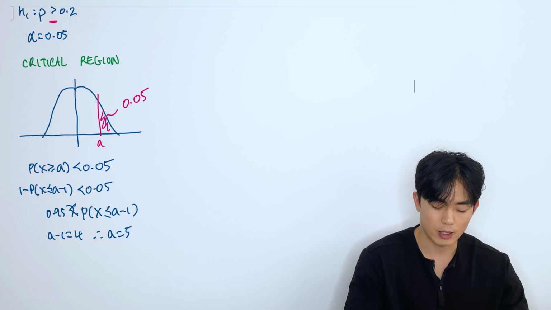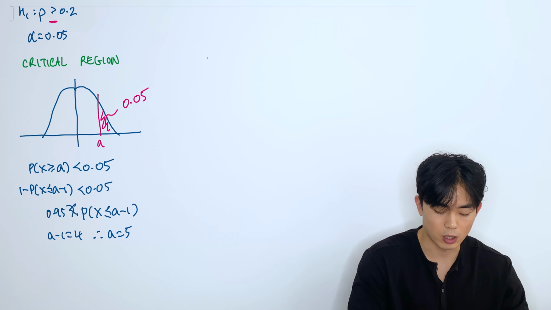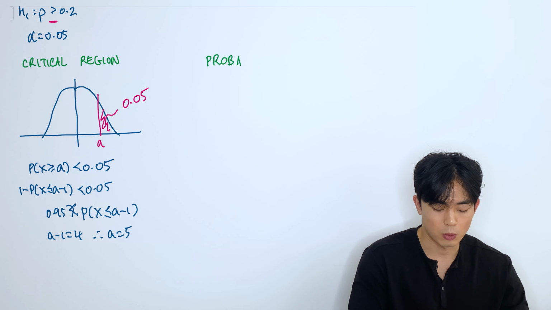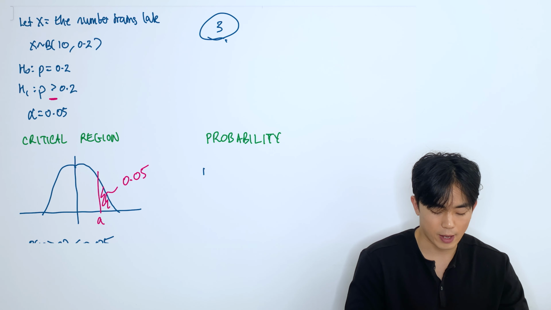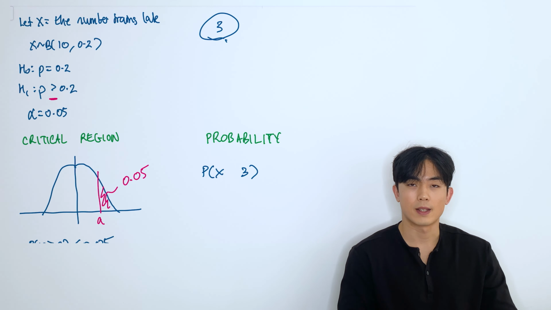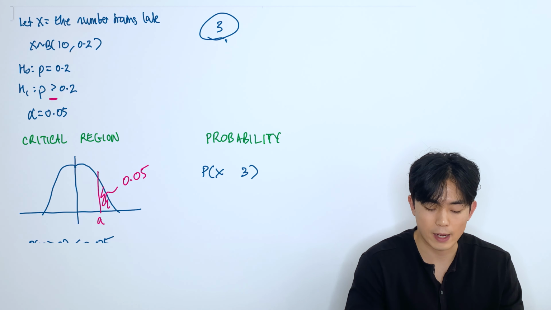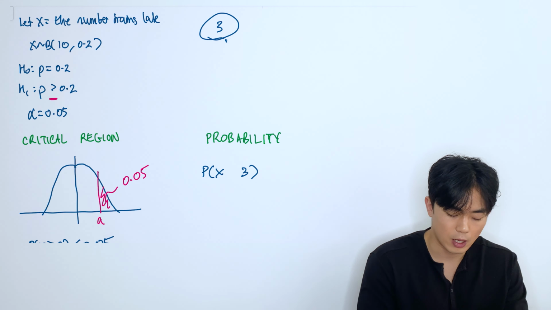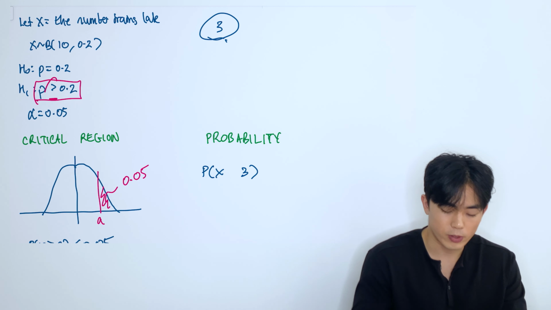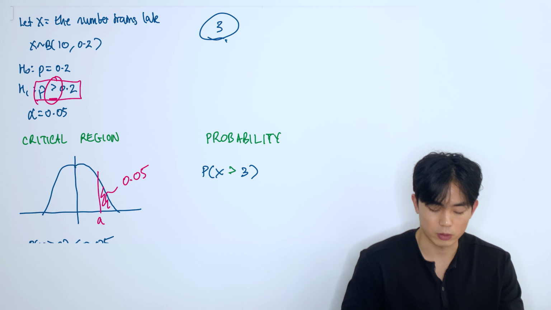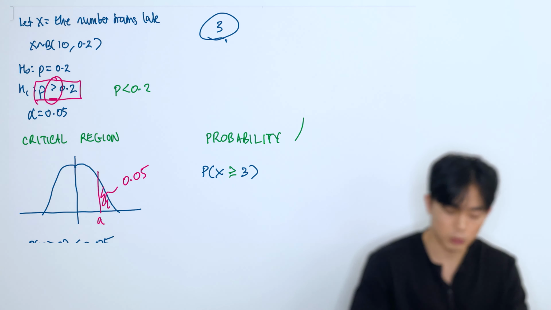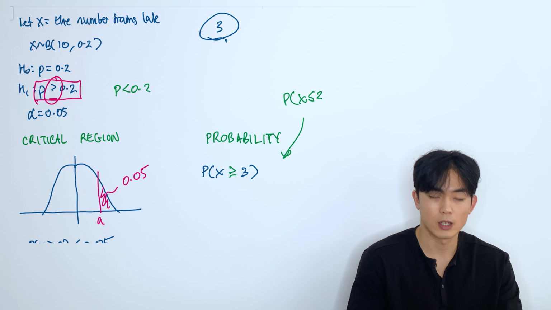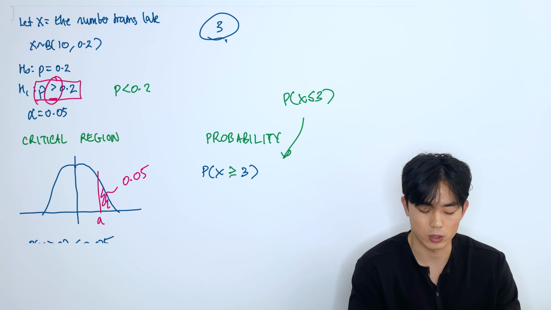Now the other method is using the probability method. Okay, so what I can do is now I can use the value of 3. So they said 3 trains were late, right? So what I can find is actually the probability that X is something to 3. Now once again, it's going to be less than or equal to or bigger than or equal to, and once again, it all depends upon H1. H1 once again is bigger than, right? So what we have to do is actually find X bigger than or equal to 3. Okay, if H1 was P is less than 0.2, then in this scenario we'll go about finding X is less than or equal to 3. So the H1 value is always very, very important.